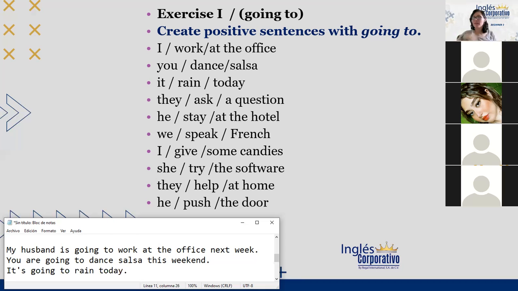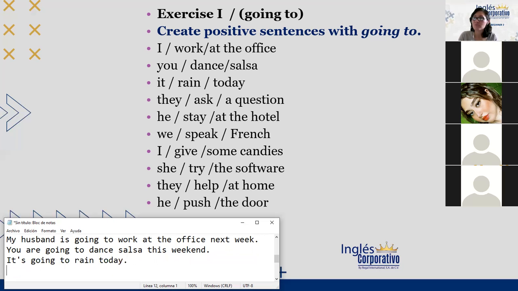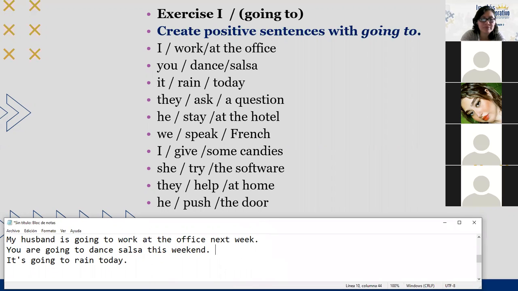Stay there. I have a question. Dígame. For the question, for example, en la oración número dos, are you going to dance salsa tomorrow? Sí, está correcta. Solo que aquí le está pidiendo oraciones afirmativas, pero sí está correcta. Ah, okay. Le voy a agregar aquí. Are you going to dance? Nice. Are you going to dance salsa? Yes, of course. Right there, you can add the question.